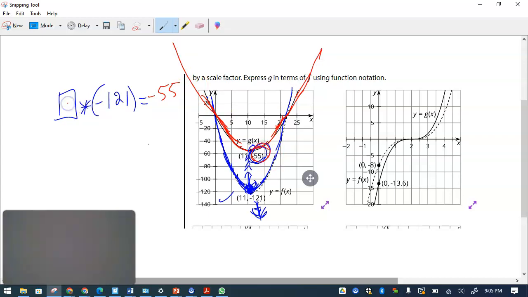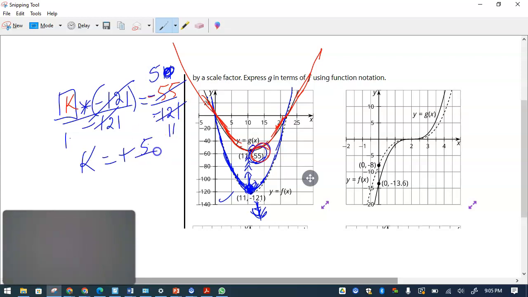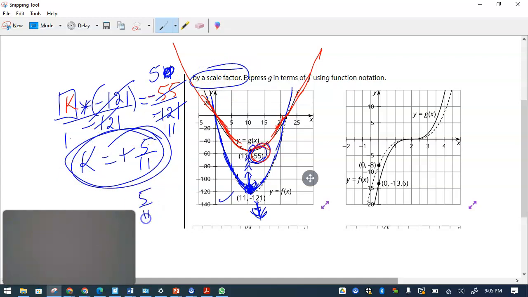Because you don't know, let's put it as k, that's the scale factor. So just divide by 121 on both sides. When you divide by 121 on both sides, this crosses out and you get k equals positive, because there are two negatives, and 5 times 11 is 55, and 11 times 11 is 121, so we can reduce this to 5 divided by 11. That's the scale factor. The question was, what was the scale factor? So the scale factor is 5/11, and 5/11 is smaller than 1.